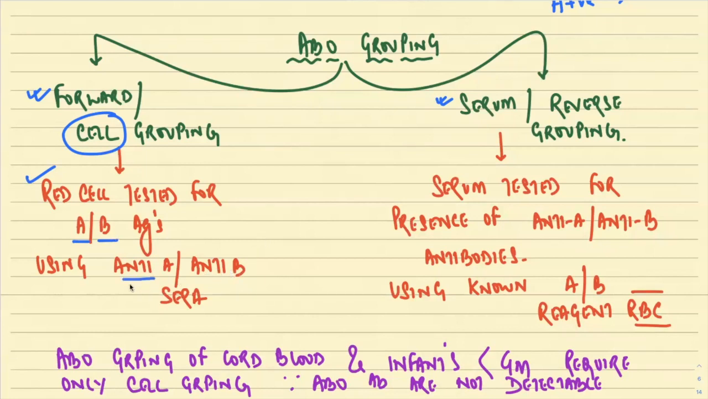We are going to use a company made or manufactured antibody. So I already have some antibody or anti-sera which is prepared. I am going to show you. This is what is called forward grouping or cell grouping.